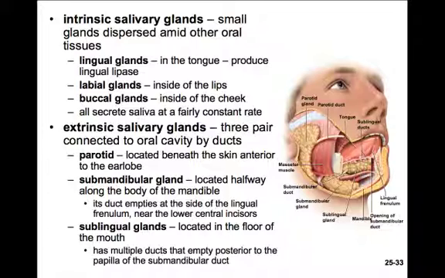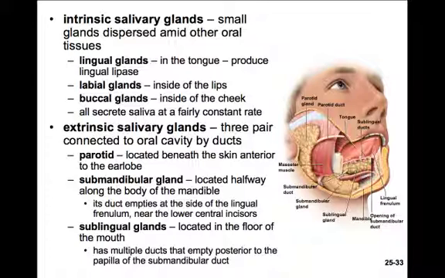The intrinsic salivary glands, we'll see some in the tongue. Those will produce lingual lipase. We'll see some in the labial glands, so salivary glands inside the lips. In buccal glands that are inside the cheeks. And all of these secrete saliva at a fairly constant rate, keeping the mouth moist and the teeth clean and so on and so forth.